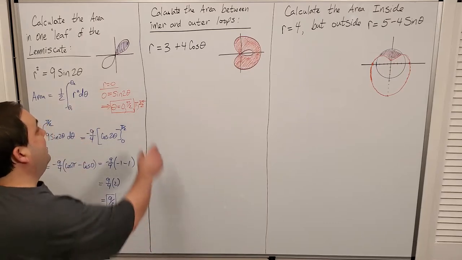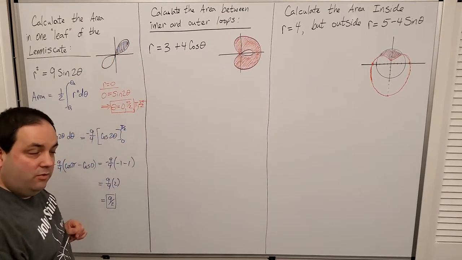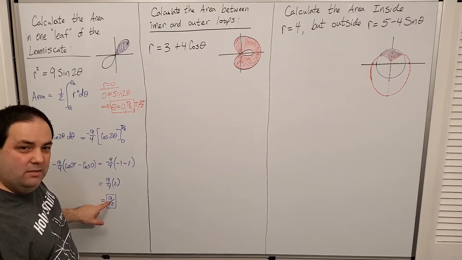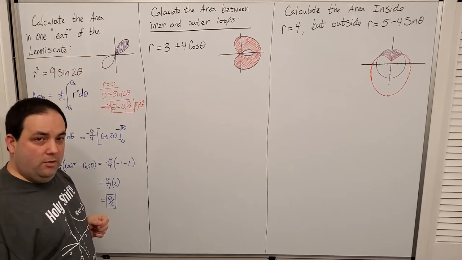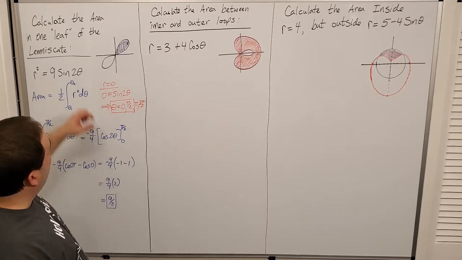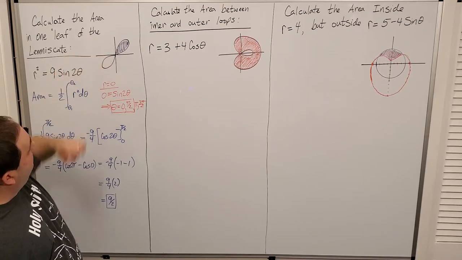My distance here is 3, and if I add both of these leaves together, the total area would be 9 over 2 plus 9 over 2, which is 9, and you'll notice 9 is that distance 3 squared. Not a coincidence on that one. The area of a lemniscate is based off of that distance there.